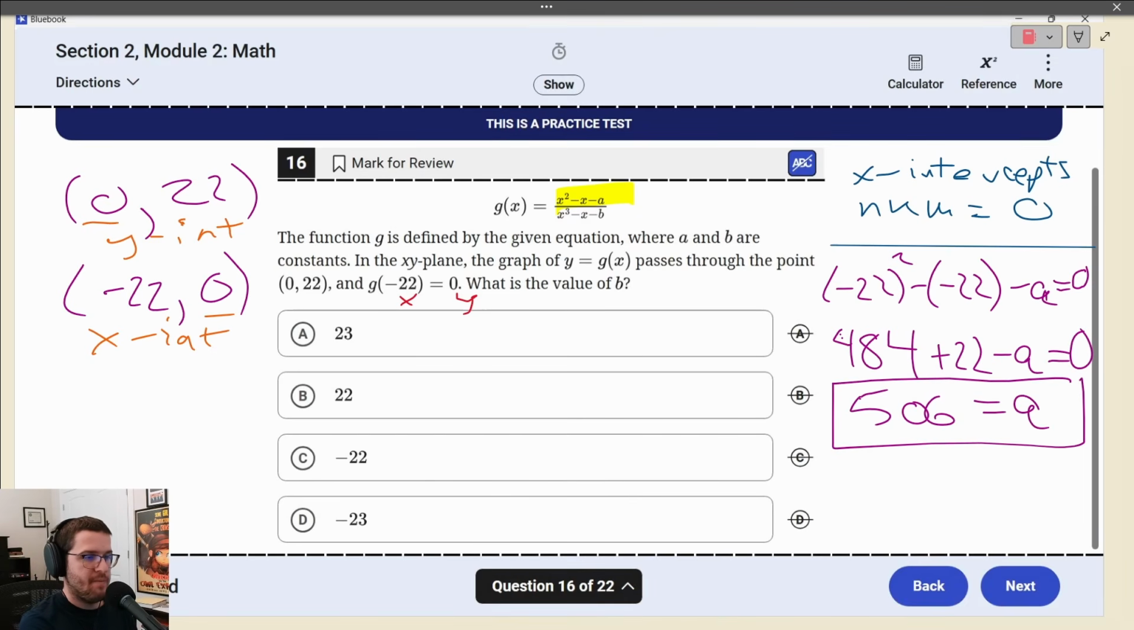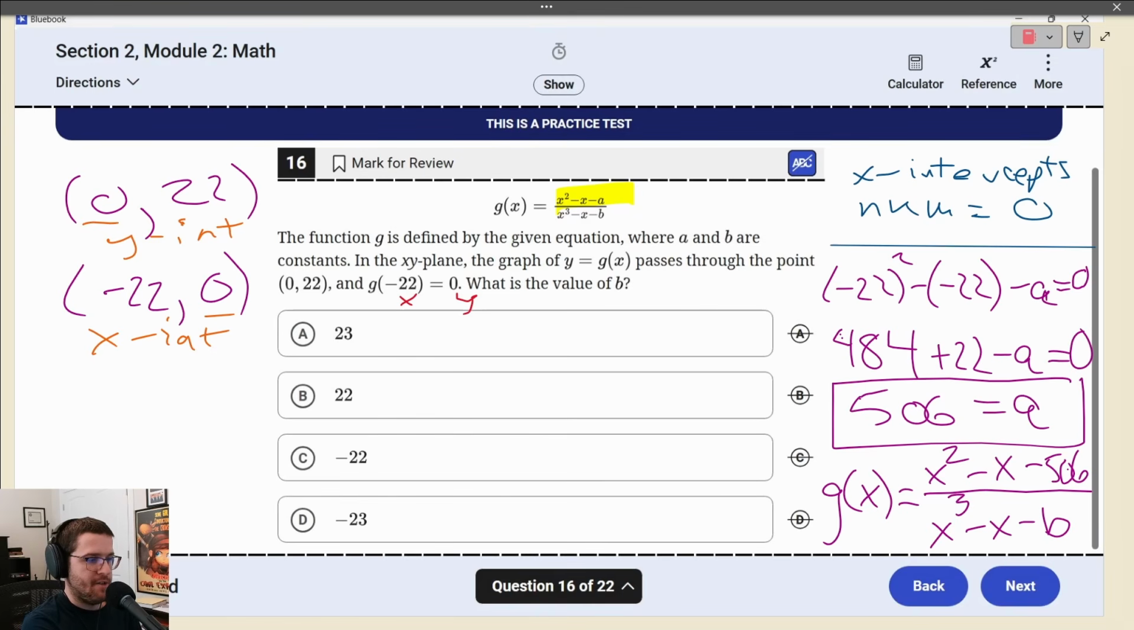That's not the answer, but that is really important. So we've now got g of x equals x squared minus x minus 506 over x cubed minus x minus b. So there's no special property for the y-intercept. Now that we know the 506, we're just going to take the y-intercept and plug it in. I'll do that in a different color if you want.